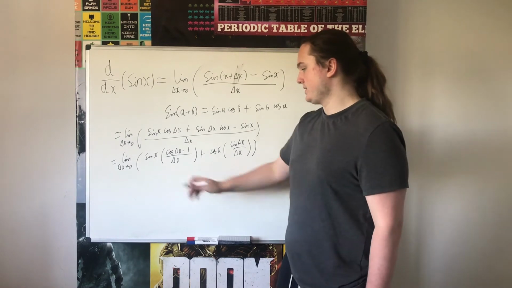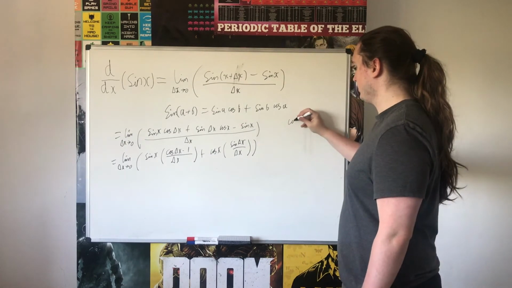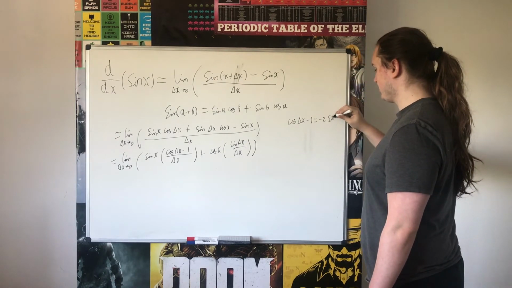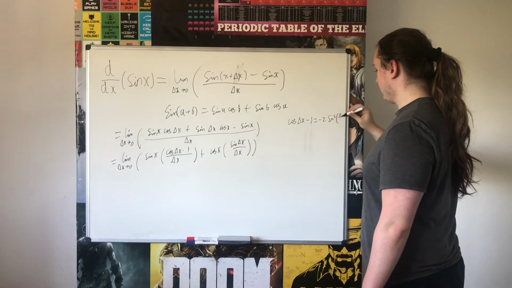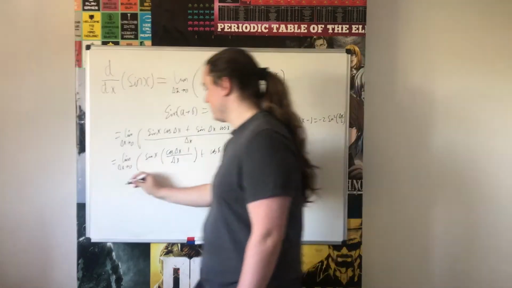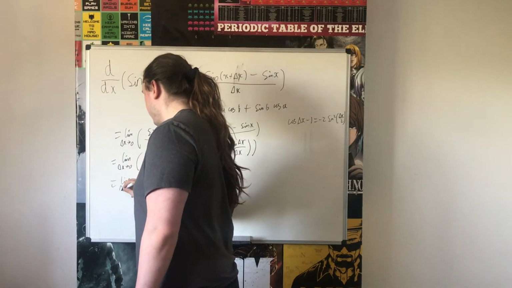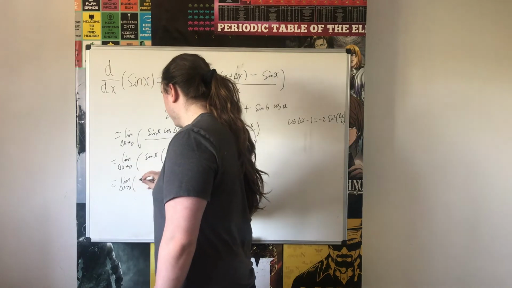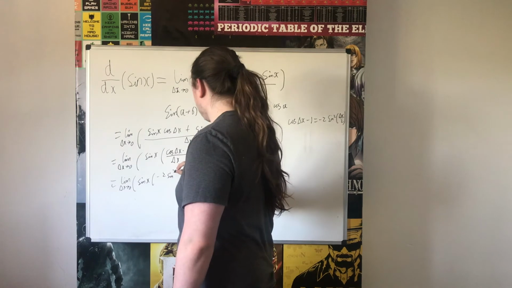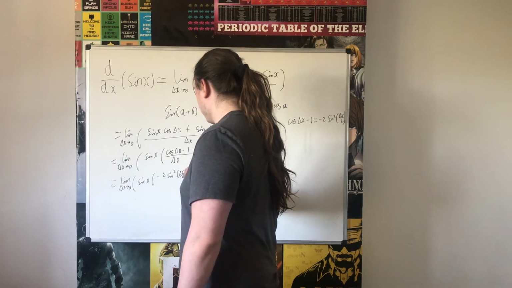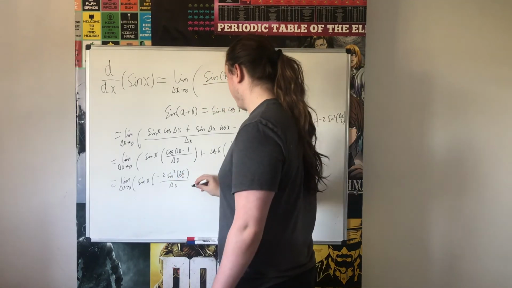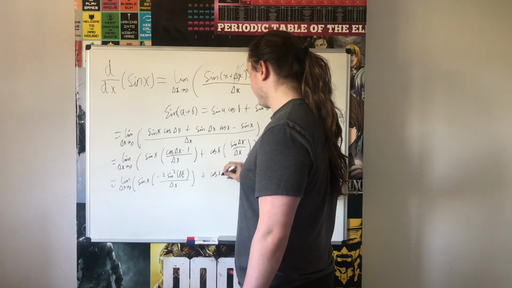Now, to evaluate this limit, we're going to note that cos of delta x minus 1 is the same as minus 2 sine squared delta x over 2. So when we plug that into here, we get this is the same as the limit as delta x approaches 0 of sine x times minus 2 sine squared delta x over 2 over delta x, and then we add cos x.